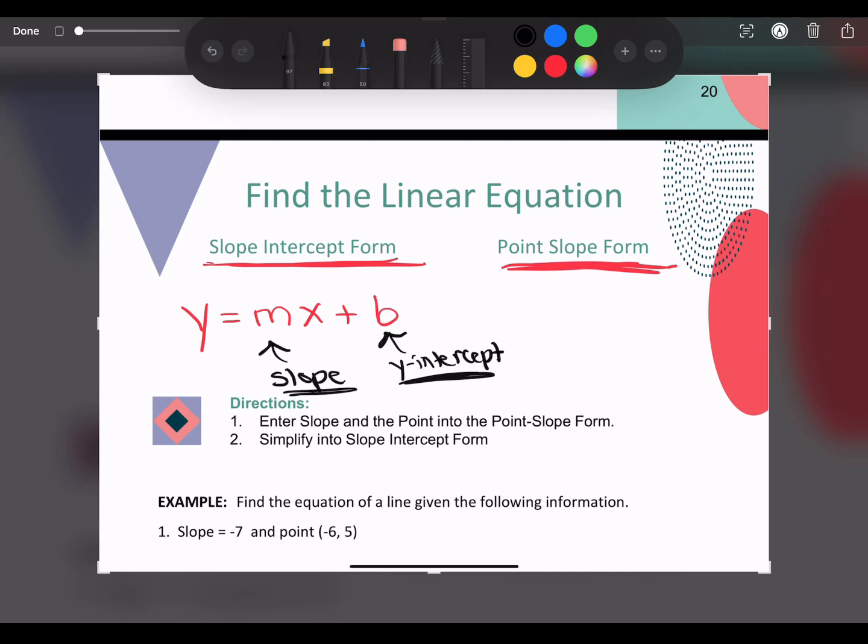So if somebody gave me the slope of a line and they gave me the y-intercept, I'm able to write the equation of a line.